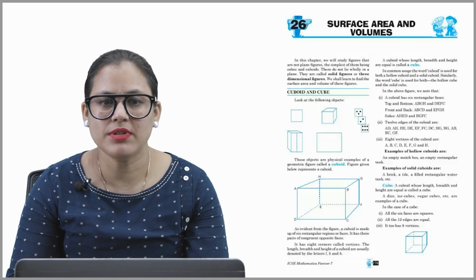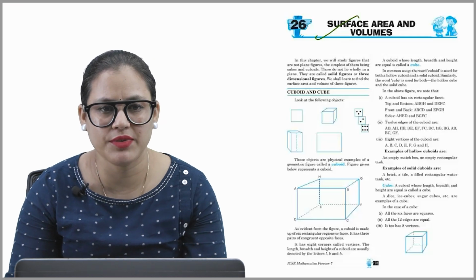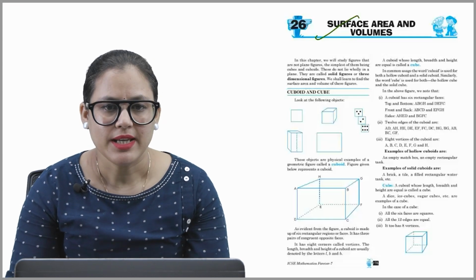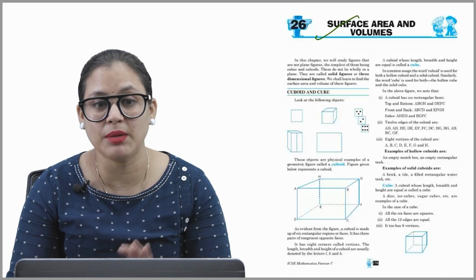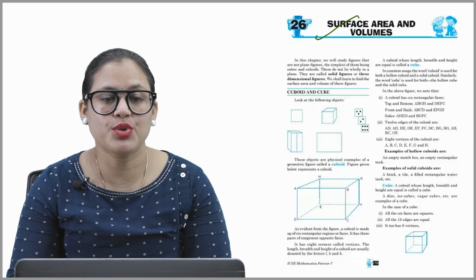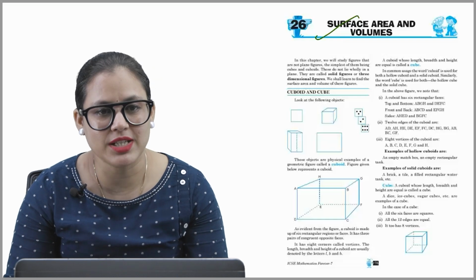Let's start today's chapter, surface area and volumes. In this chapter, we will study figures that are not plane figures, the simplest of them being cubes and cuboids. These do not lie wholly in a plane. They are called solid figures or three-dimensional figures. We shall learn to find the surface area and volume of these figures.